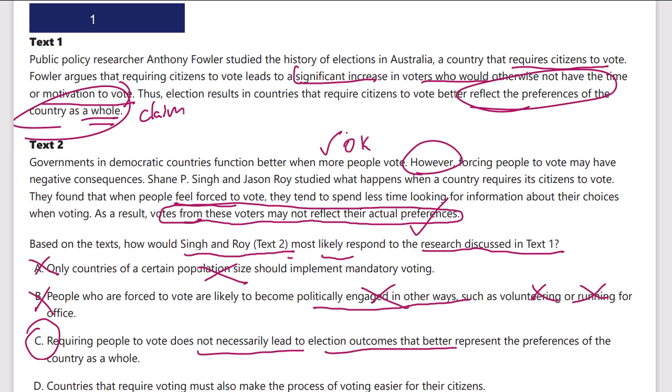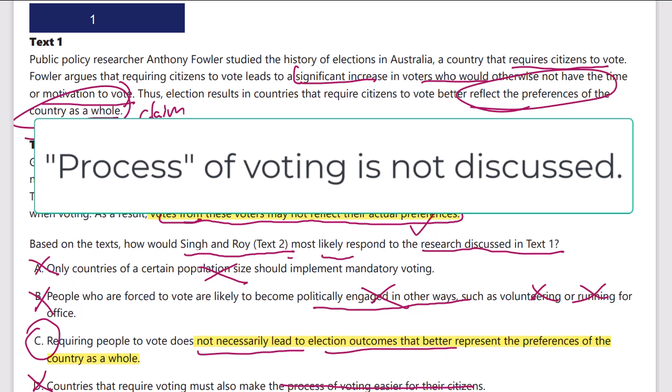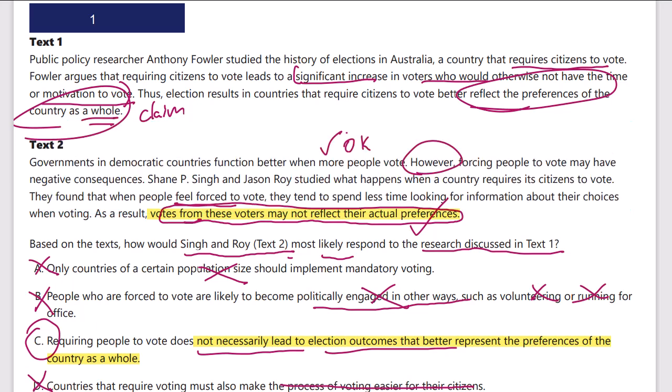D, countries that require voting must also make the process of voting easier for their citizens. That's just a classic wrong answer choice where there's no evidence in the passage to suggest that.